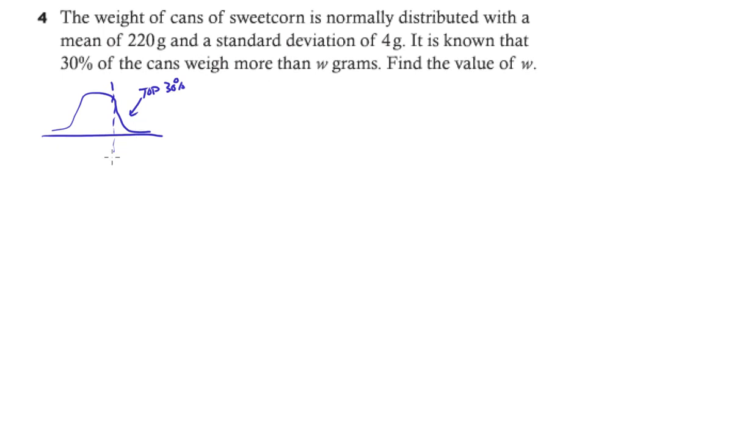Okay, so to figure this out, this over here is 0. This over here is 100. So if it's the top 30, we have to take 100 minus 30. That gives us 70%. That's the magic mark that we're looking for here.